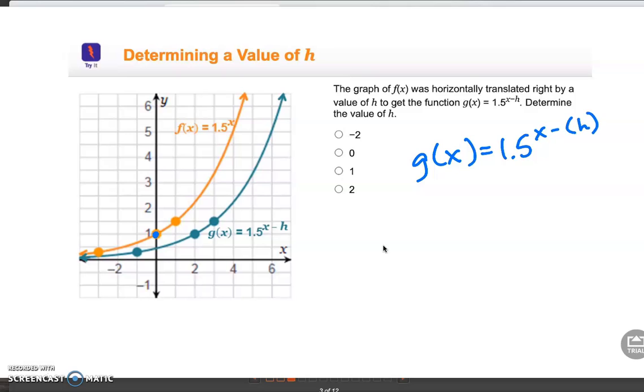If we just look at this first point here, we went 1, 2 to the right. So I know h needs to be positive. So I could rewrite this as 1.5 to the x minus a positive 2. And then that would be 1.5 to the x minus 2. So the correct answer is 2. Even though this says minus 2, h is actually a positive 2 because that's what's inside those parentheses there.